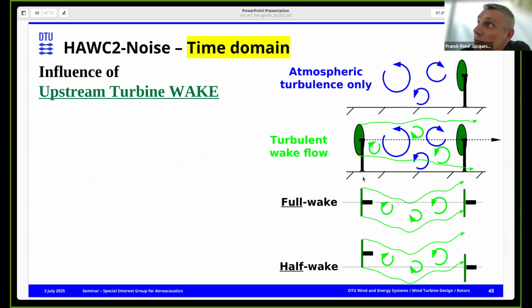Now in this Octo model, our BEM model, on top of the atmospheric turbulence, we can actually include an upwind turbine and its wake. And we can have the downwind turbine be in full wake, that is their axes are fully aligned, or it could be in half wake. So basically you have only half of the rotor plane intersecting the upstream turbine. And we can do some calculation.